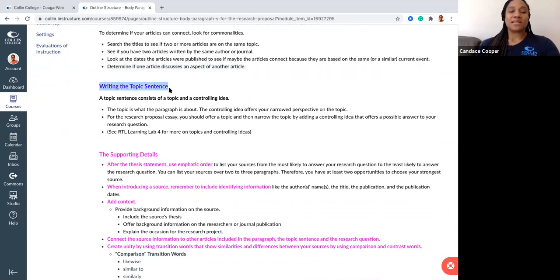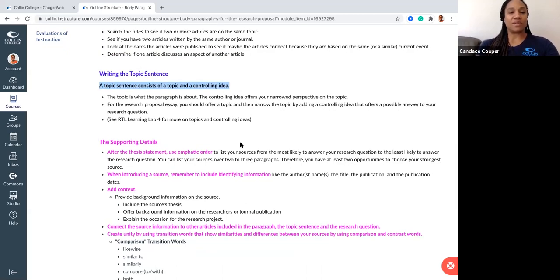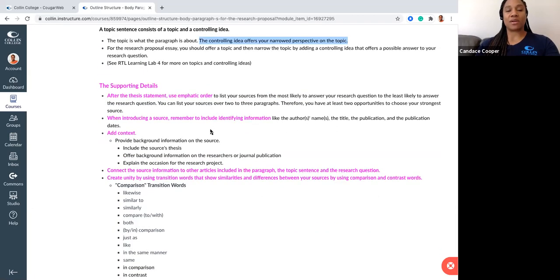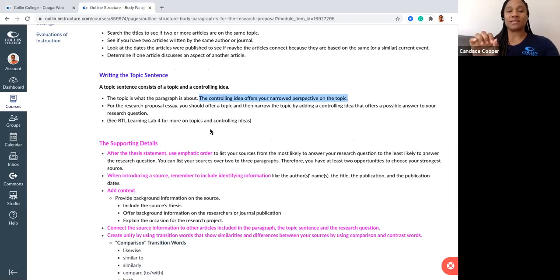When you write the topic sentence, again, I'm going to plug RTL Lab 4 for thesis statements and topic sentences and main ideas. If you have not done RTL Lab 4, you want to, so that the terminology that's used here makes sense. Here, you want to make sure that you have a topic and a controlling idea. I talked about this in the previous page, so I won't belabor the point. Keep in mind that the topic is what the paragraph is about, and the controlling idea offers a narrow perspective of your topic. All right, so that's going to be something I'm looking for in each one of your body paragraphs. All right, you need to have a strong topic sentence.